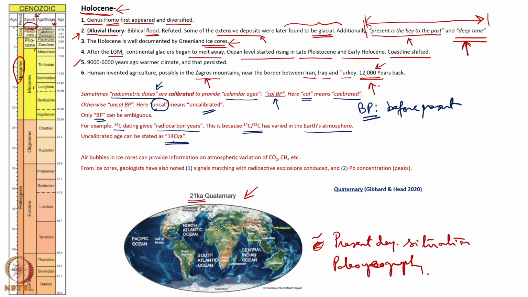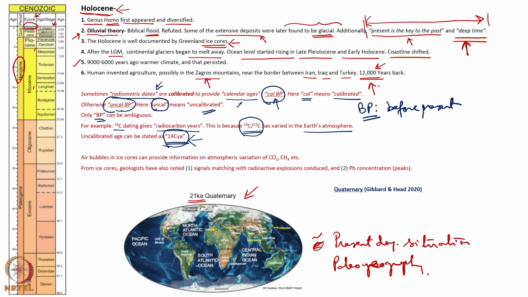So, the students need to remember the meaning of BP, the meaning of uncal BP, the meaning of cal BP, and the meaning of this kind of symbol, 14C YA. This means an uncalibrated age. That means this age cannot directly be linked with the calendar age. Some radiometric correction is required. Correction regarding the change in the past in the 14C to 12C ratio.